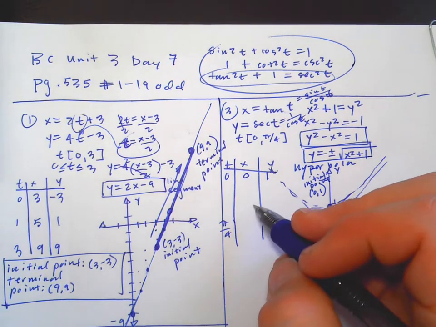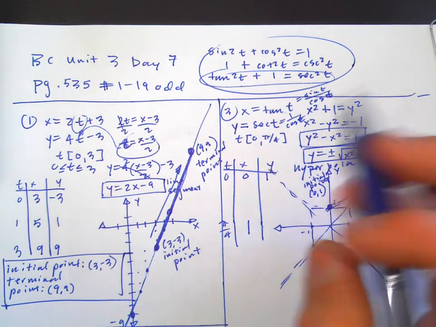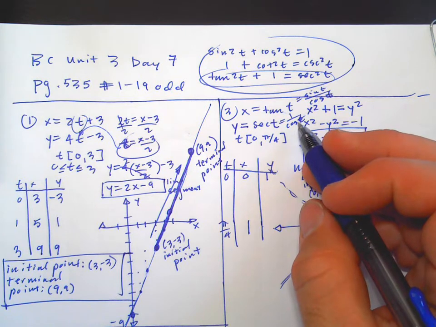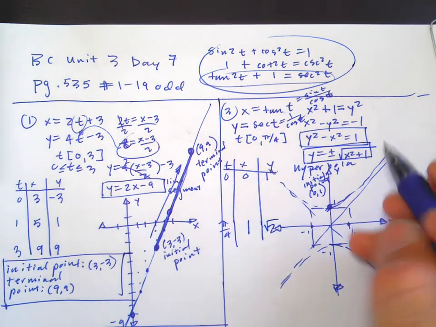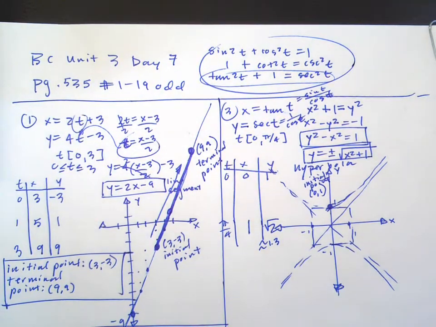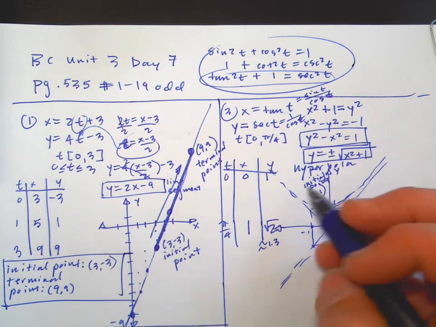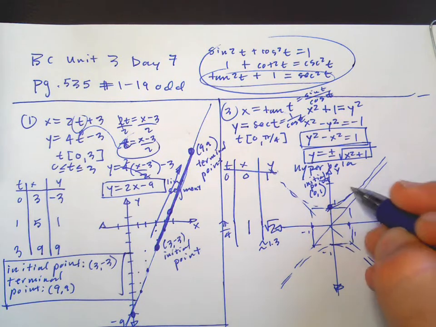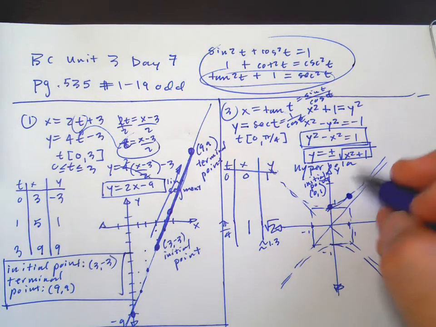Pi over 4, tangent is going to be 1. Sine of pi over 4 and cosine of pi over 4 are root 2 over 2, so root 2 over 2 over root 2 over 2 is 1. Secant is 1 over root 2 over 2, which is the same as 2 over root 2, that's going to be root 2, which is about, I don't know, 1.3, between the square root of 1 and the square root of 4, between 1 and 2, closer to 1, maybe 1.3. It should make sense on this graph, hopefully. Yeah, it looks about right. That's the terminal point.